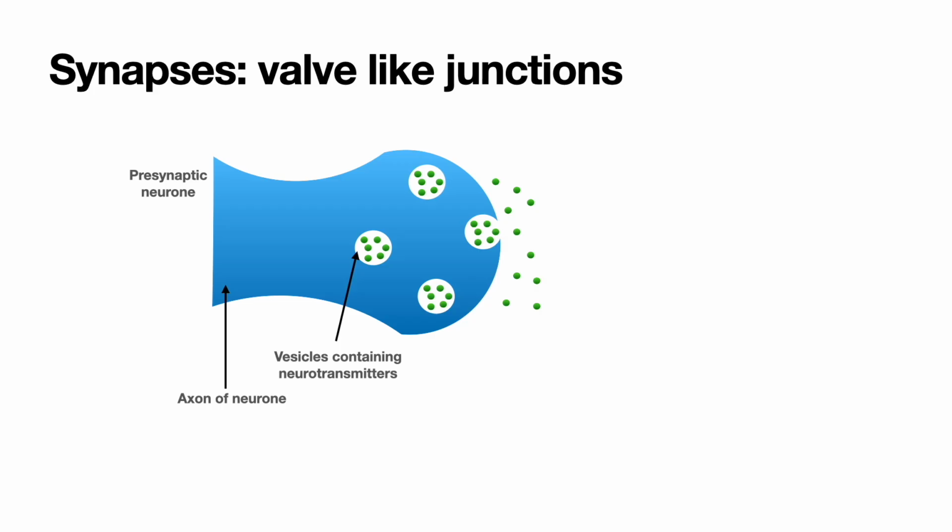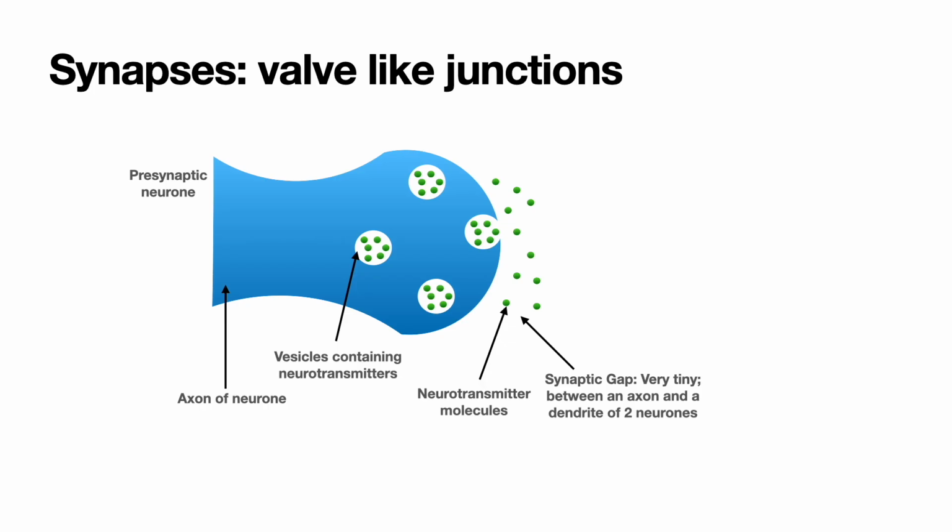We can see that there are many vesicles at the end of the neuron which contain molecules of neurotransmitters. When the impulse passes through the axon, the vesicles move towards the end of the cell membrane. The vesicles fuse with the membrane, releasing neurotransmitter molecules into the synaptic gap, which is between an axon and a dendrite of another neuron.